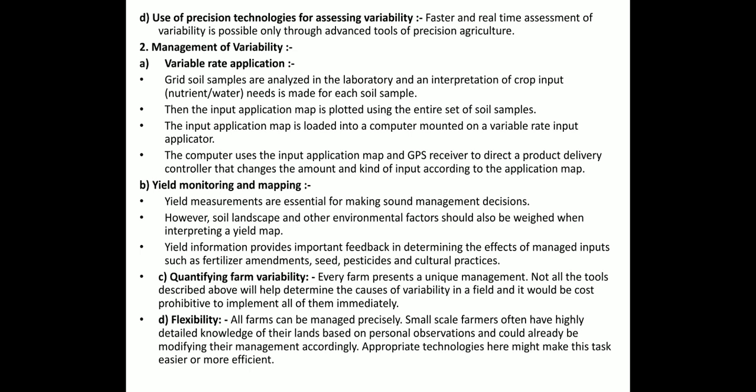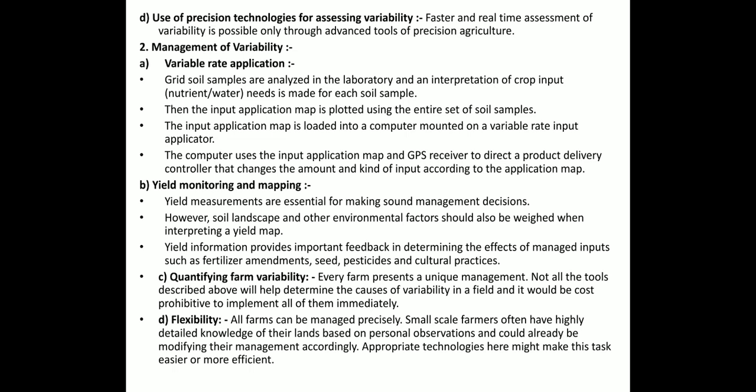The second step in precision farming is management of variability. The first step is to identify and assess the variability with the help of grid size sampling, variable rate application, yield maps, and crop scouting. Accordingly, the variabilities are identified. The next step is to manage the variability with the help of precision farming, that is variable rate application.